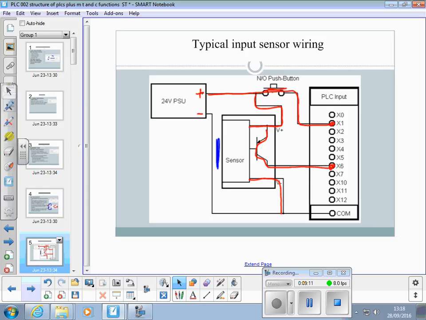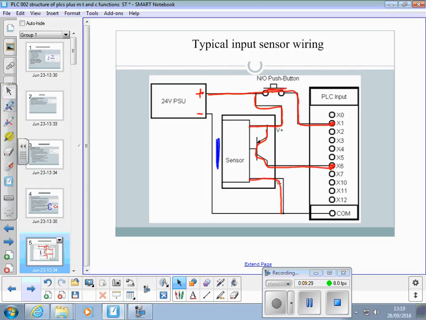There's two different things. You've got plain mechanical type switches that just supply a positive, in this case, to the input terminal. But you'll also have sensors that are 3 or more wires because they need a power supply.